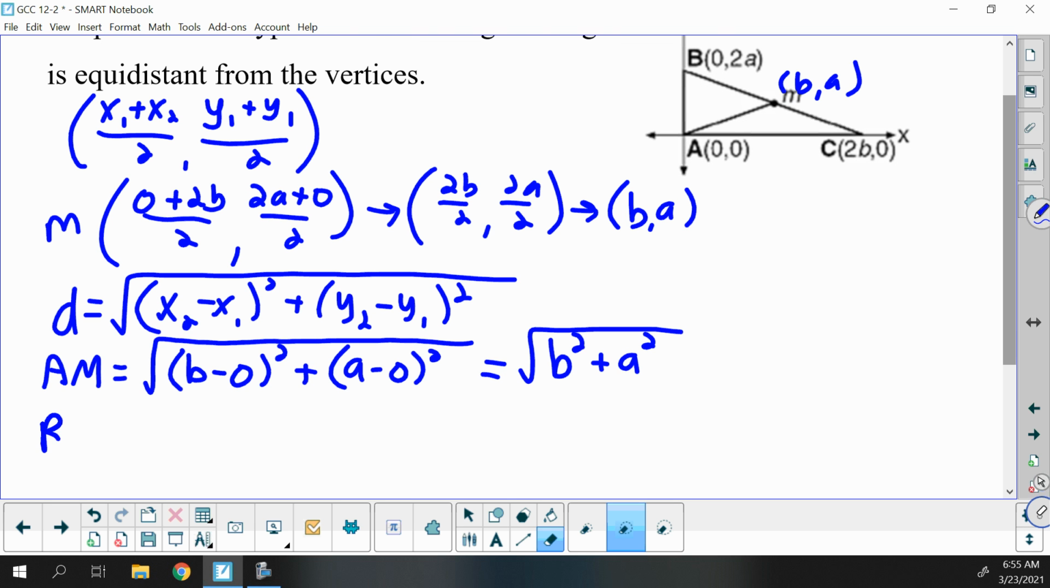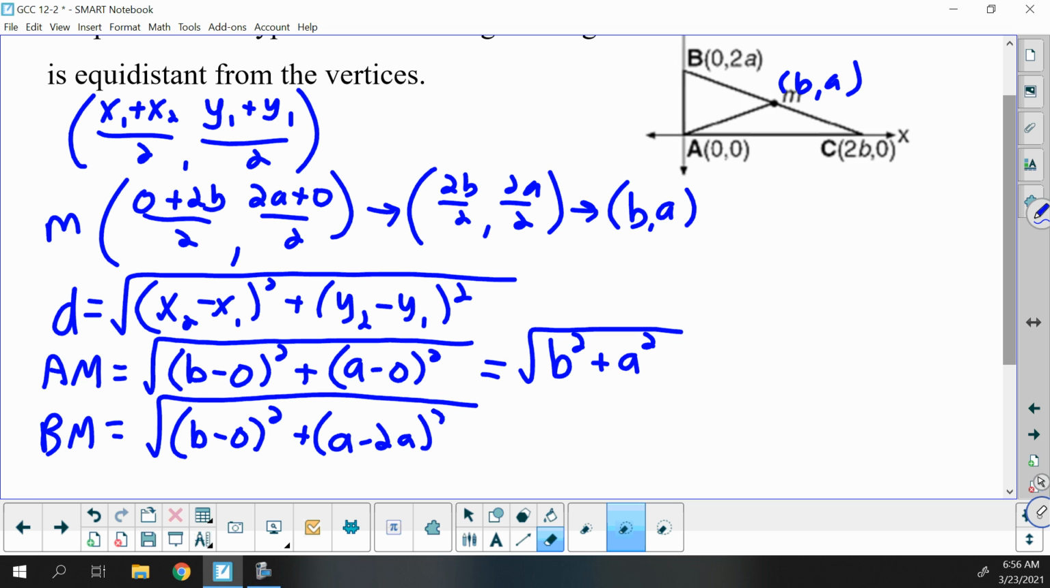All right, let's do BM next. We'll start with our x values maybe. So we'll have b minus 0 all squared plus a minus 2a all squared. Well, b minus 0 is b, and then we square it, so we get b squared. A minus 2a is negative a. If you square it, a negative times a negative is a positive, so we'll just get a squared again.